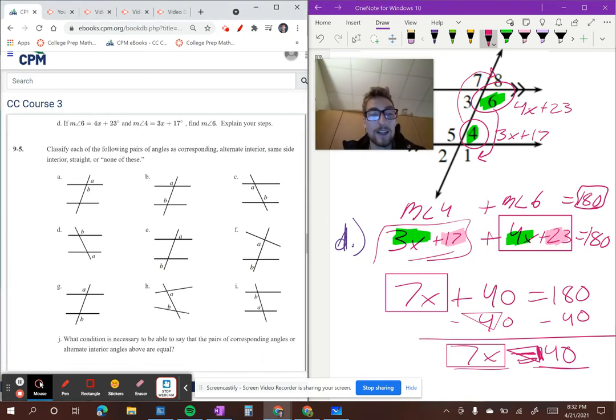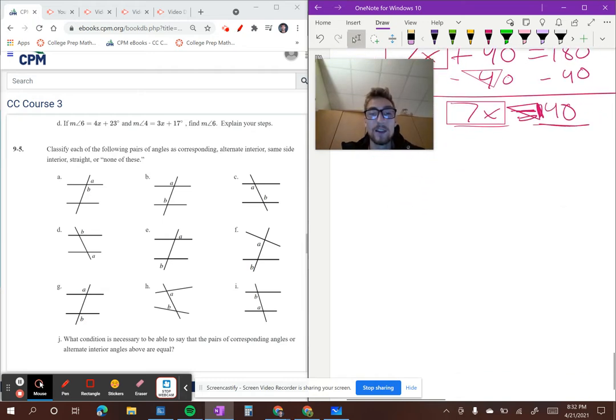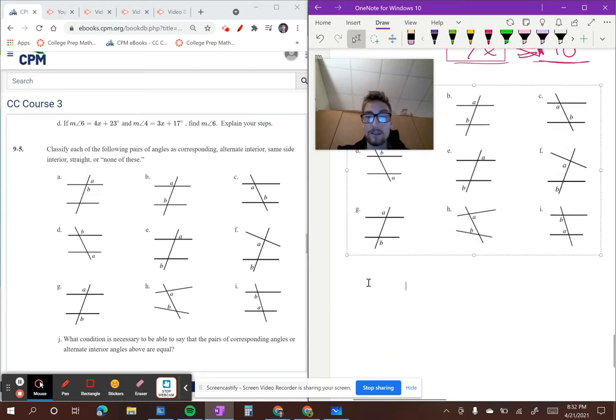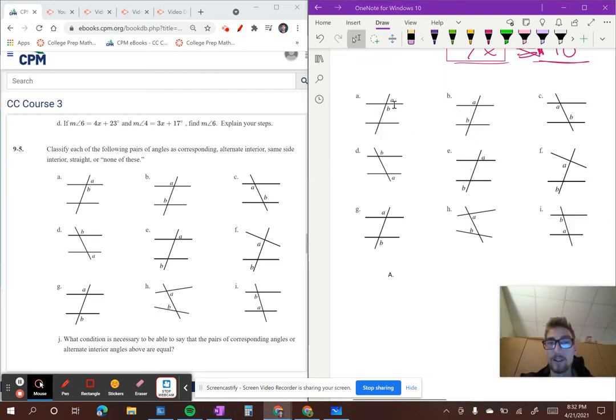And then we're looking at 9-5. It says classify each of the following pairs of angles as corresponding, alternate interior, same side interior, straight, or none of these. So let's go ahead and copy this over onto the right side of my paper. And now I'm just going to label my paper, if I were doing this, A, and what would I call A right here if I've got angle A and angle B right next to each other? Well, they do form a straight line, so here right next to A, I would write straight.